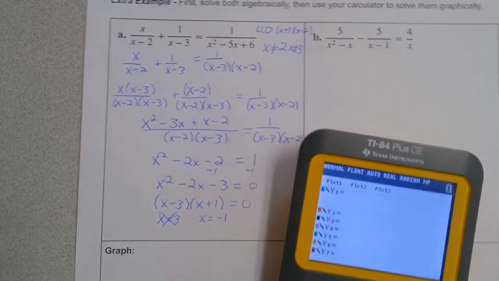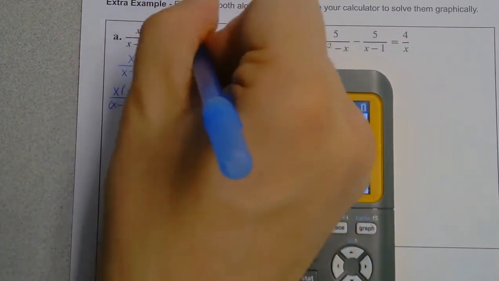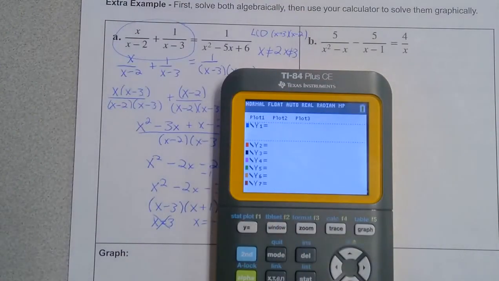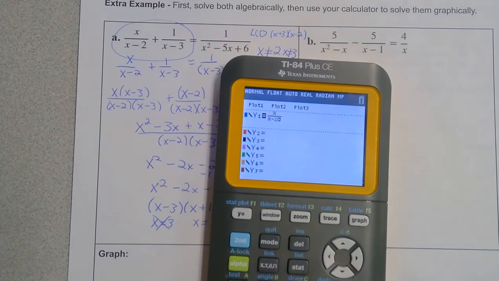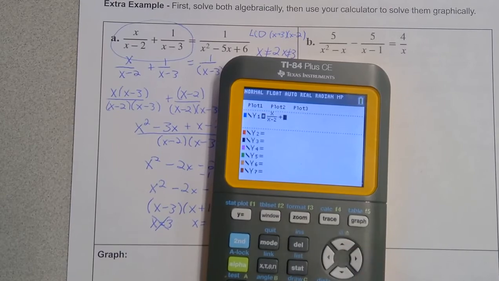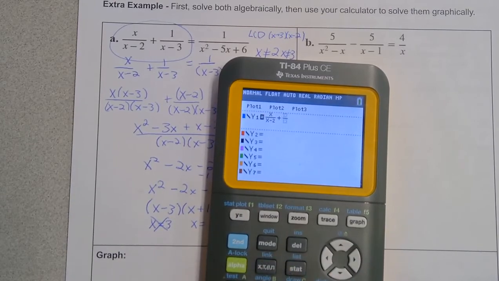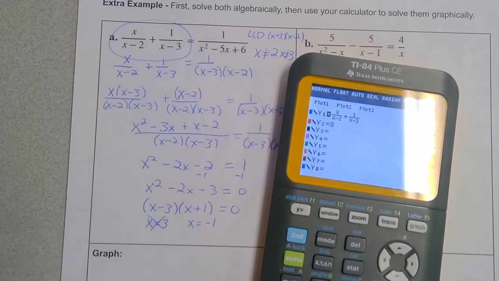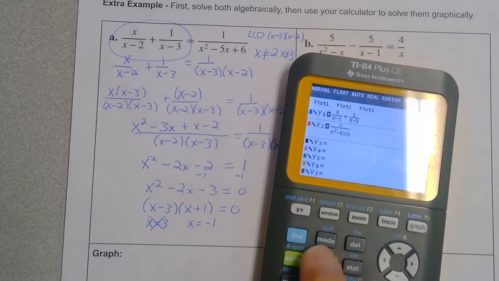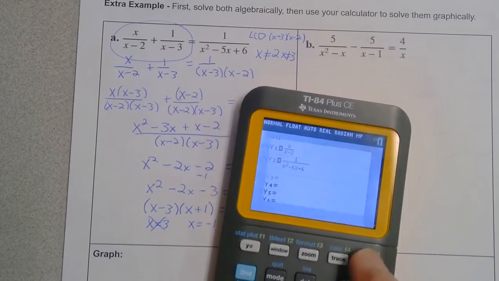So to solve this on a TI calculator, I'm going to have to take this side of the equation and put it in for y equals. So to get that fraction, you can press alpha x, and then you can do x over x minus 2, and then plus, and then alpha x, and then 1 over x minus 3. And then the second equation, I can put that in as you see it. So alpha x, 1 over x squared minus 5x plus 6. Then I'm going to graph both.